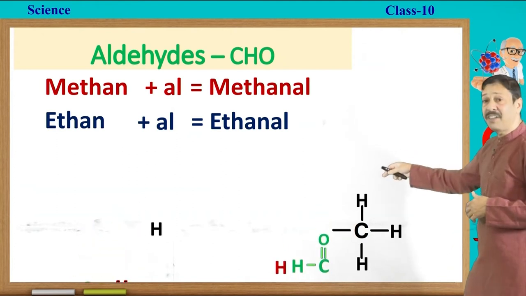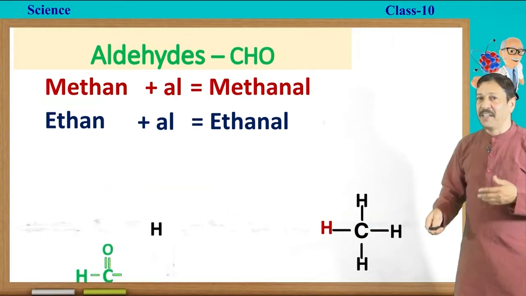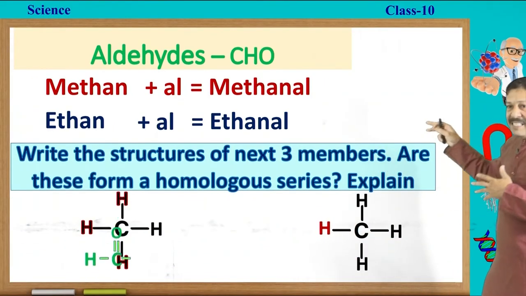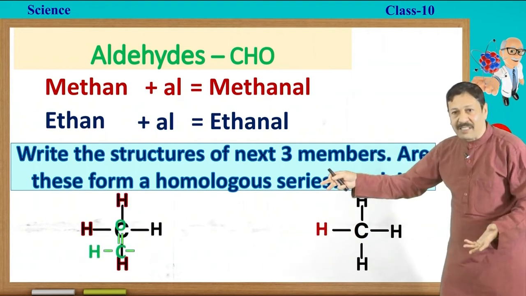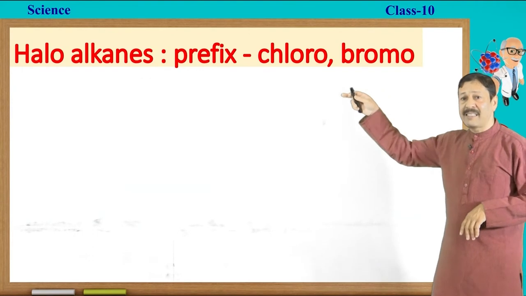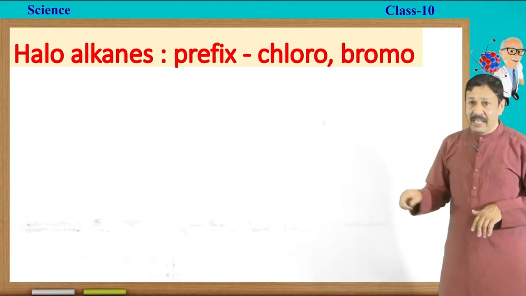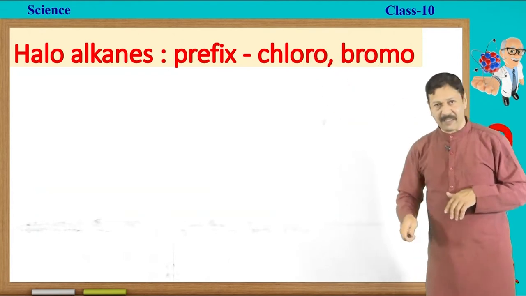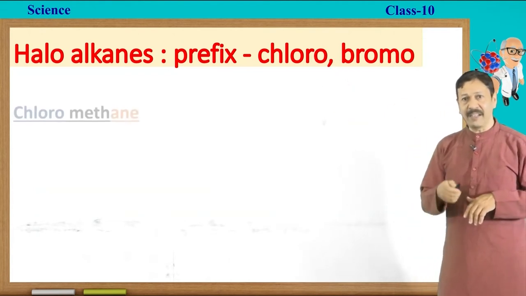Observe this structure and try to write. You have to write the next three members of this series. Do they form a homologous series? Explain. The next functional group is haloalkanes. Here we are using chloro and bromo as prefixes. Let us study that one.